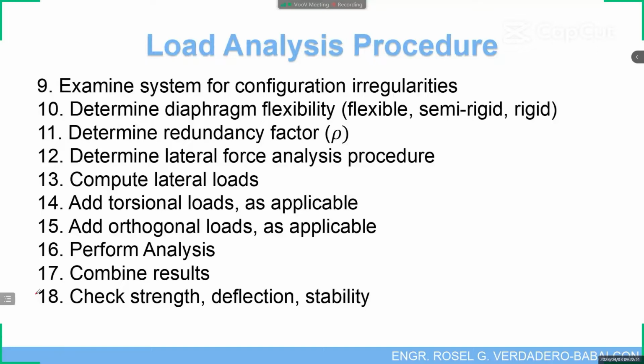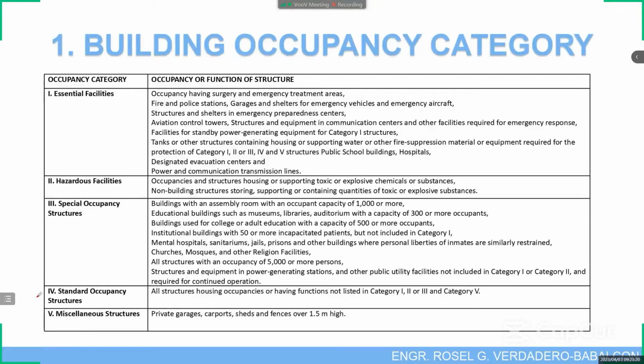Number 9, examine system for configuration or irregularities. 10, determine diaphragm flexibility if it's flexible, semi-rigid, or rigid. 11, determine the redundancy factor. 12, determine the lateral force analysis procedure. 13, compute lateral loads. 14, add torsional loads as applicable. 15, add orthogonal loads as applicable. 16, perform analysis. 17, combine results. 18, check strength, deflection, and stability.